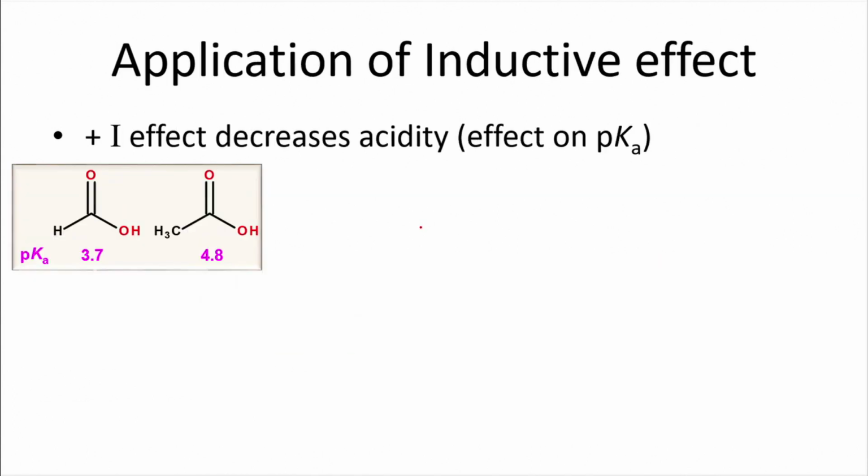The inductive effect can also be used for explaining the difference in acidity between formic acid and acetic acid. In the case of formic acid, we have a hydrogen. In the case of acetic acid, we have a methyl group. That means this pushes more electron density towards this particular carboxylate anion. So, that is less stable compared to formic acid, which does not push any electron density towards this carboxylate anion. That is the reason formic acid is more acidic compared to acetic acid.